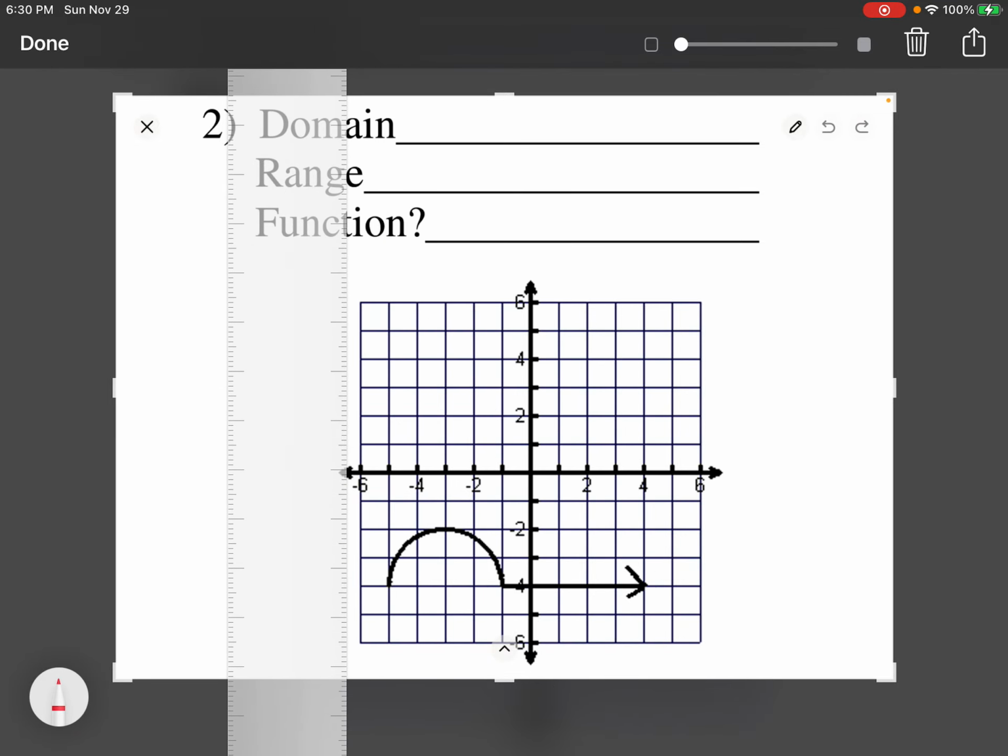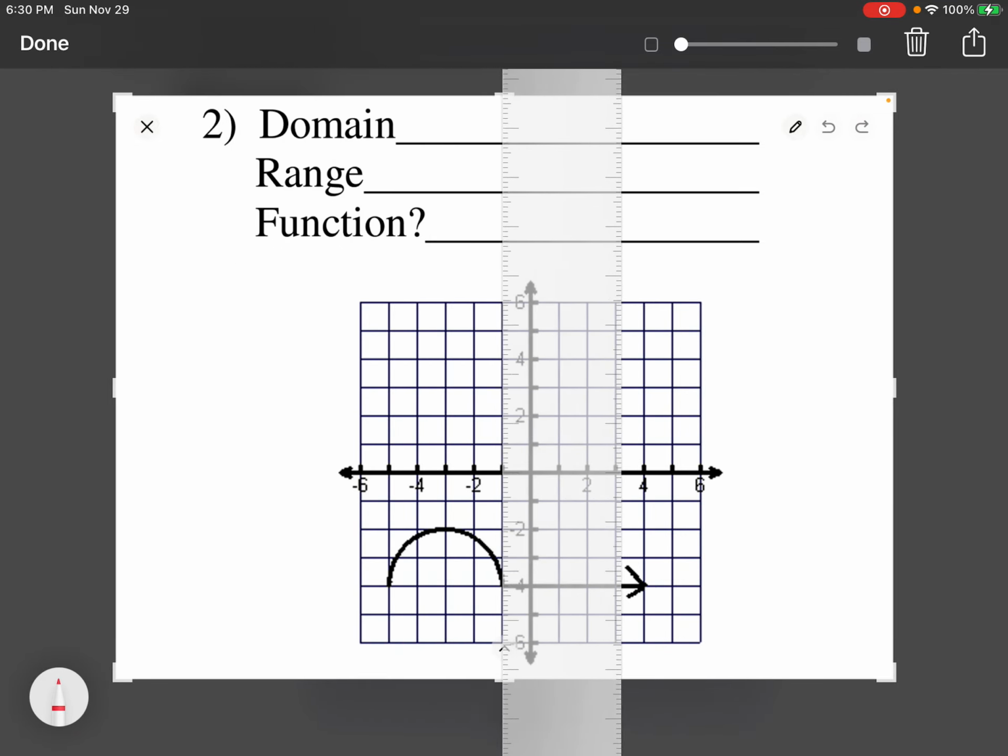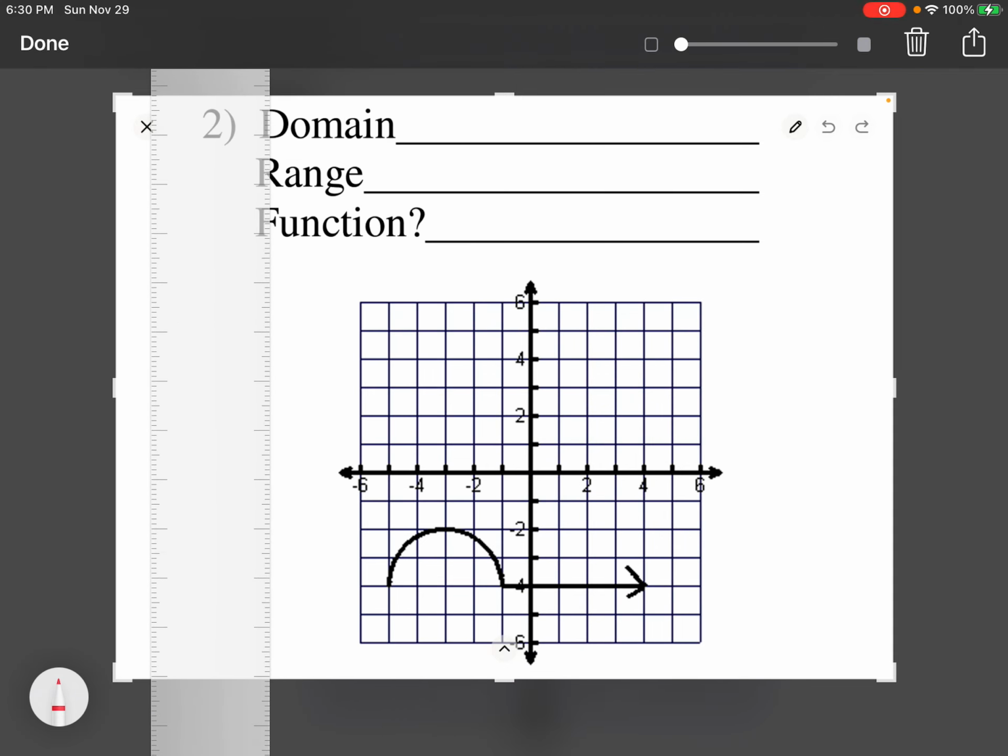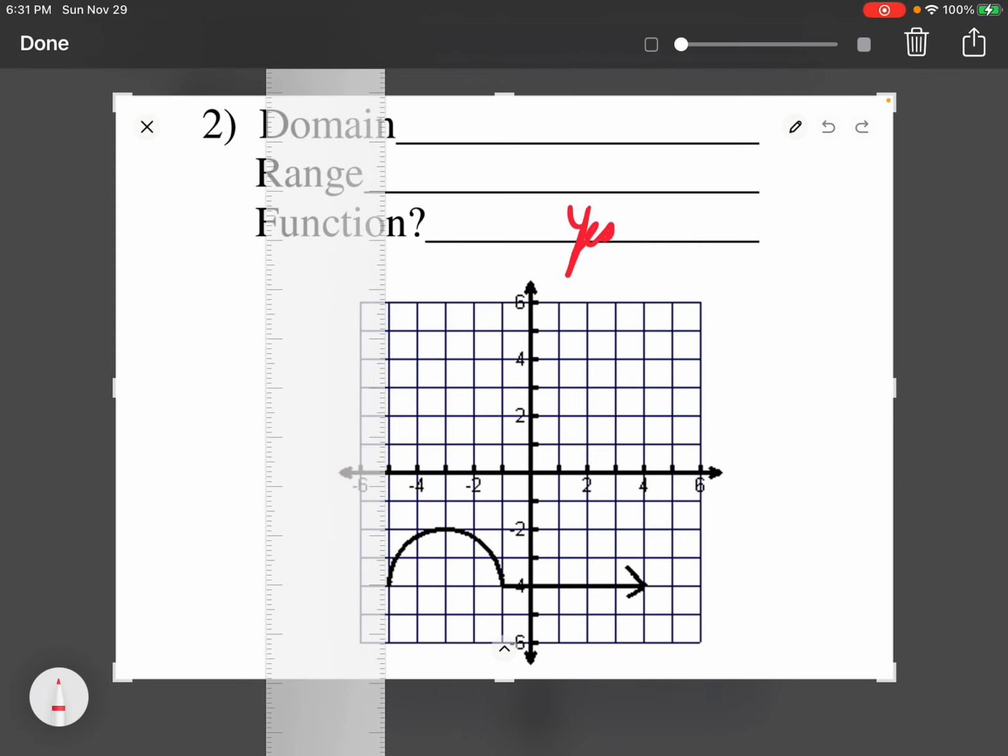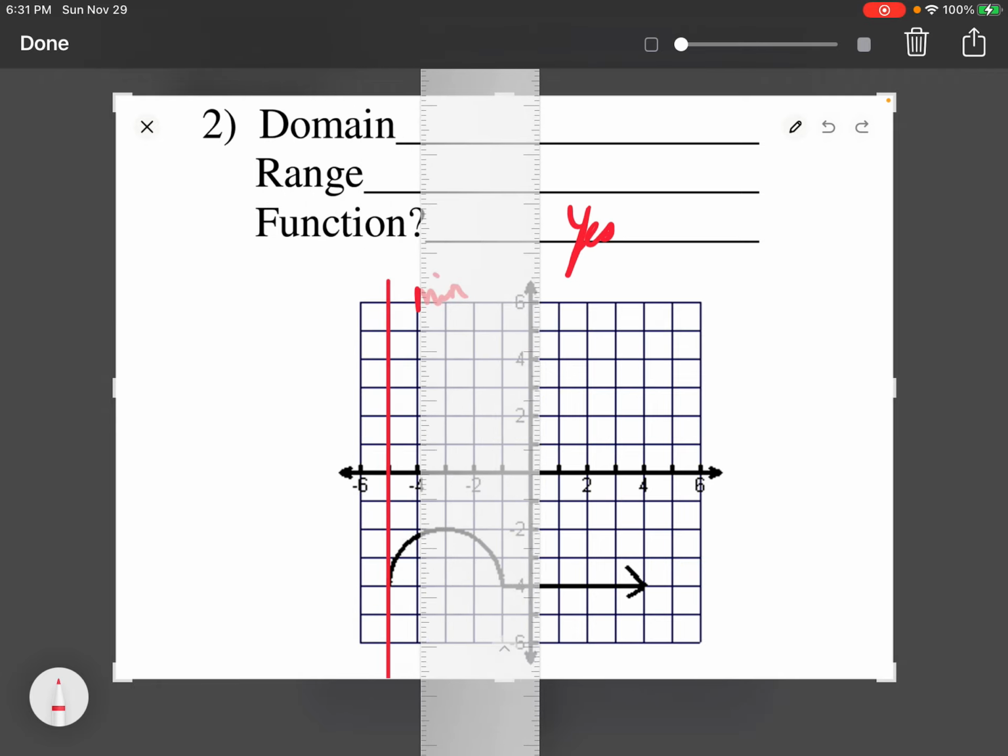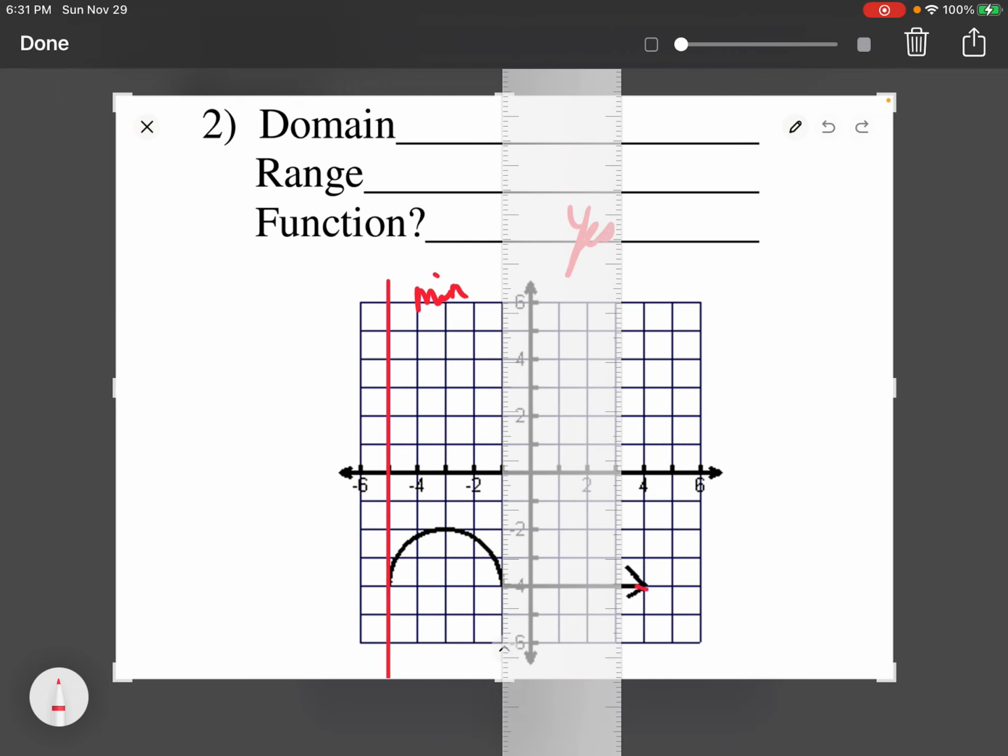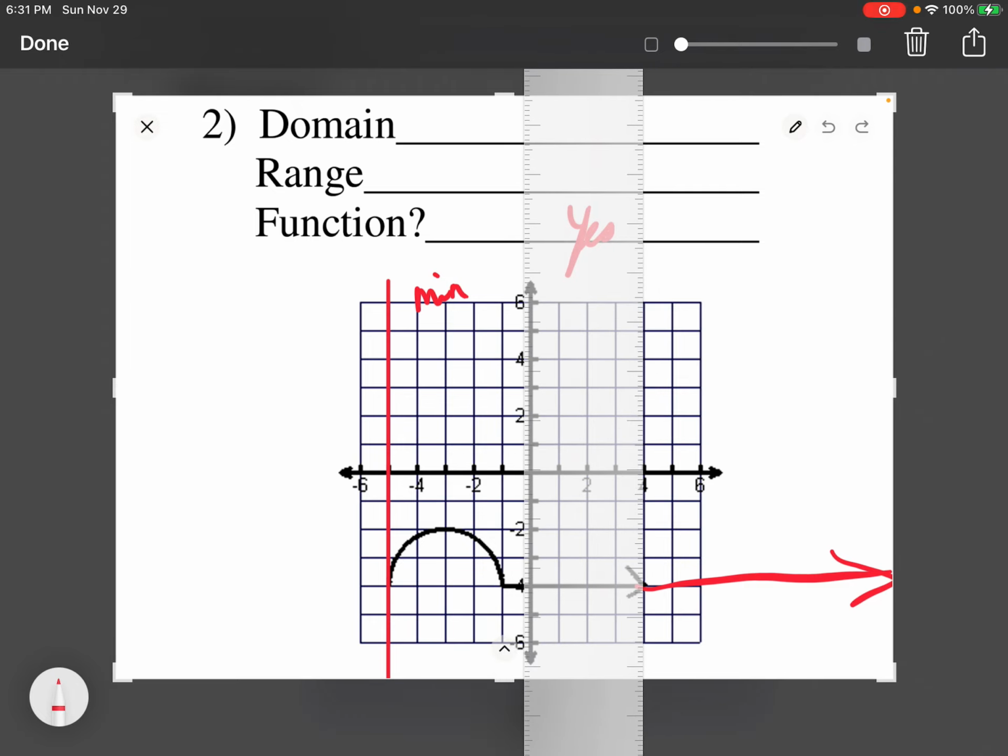Let's check to see if it's a function. It doesn't hit in more than one place, so this is a function. Now, to find the domain, we need to find where it starts. So we're going to move this, and the first time it hits the graph, we're going to draw a vertical line. That's our min. And then we're going to keep going until it no longer hits the graph. Now, you see this arrow? It means that it's going to go on forever. But I can stop it here because I know that the max is going to be positive infinity.